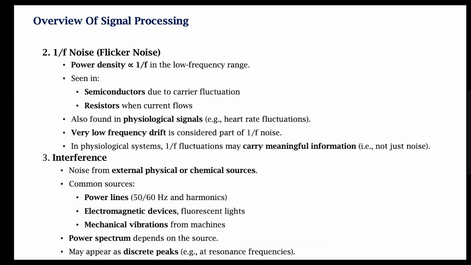So the spectrum of interest depends on the source of the noise. Remember, you can filter out noise only if you know the spectrum of the noise. If you don't know what the spectrum of the noise is, then you actually cannot filter it out. Sometimes the signal of interest and the spectrum of noise will be overlapping. In that case, what will you do? In that case, how will you remove that noise? Sometimes interference may appear as discrete peaks at resonant frequencies. In some cases, it may be possible for you to remove them. In some cases, you will have to live with these noise sources.